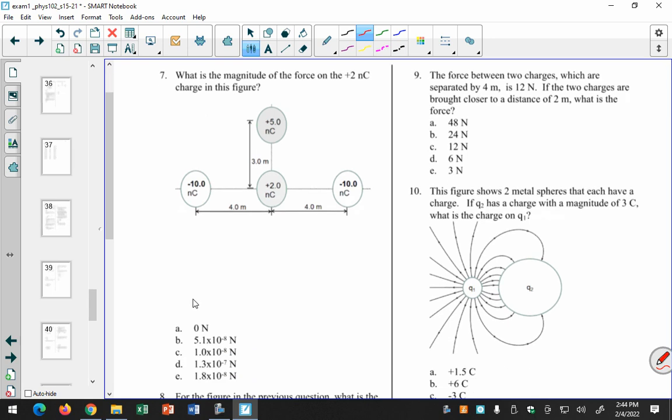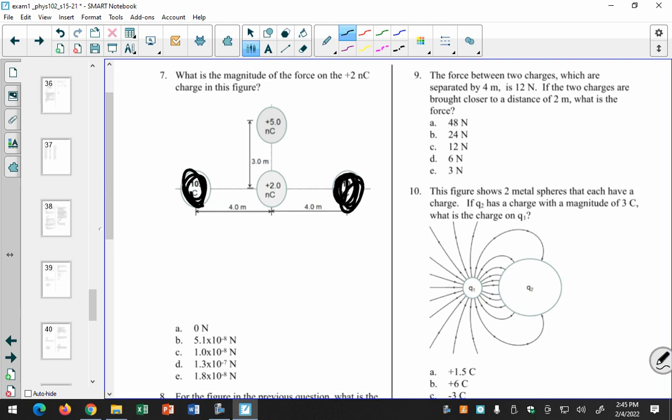So if you encounter a problem like this, it's probably easier than you think. I'm looking for the magnitude of the force on the 2 nanocoulomb charge. It looks complicated because there's 4 charges, but when I start drawing the vectors, I'll quickly see that it's not that hard. These 2 vectors, which are attractive because the 2 charges are identical, just go away. They cancel out. So I don't even really need to think about these 2 nanocoulomb charges.